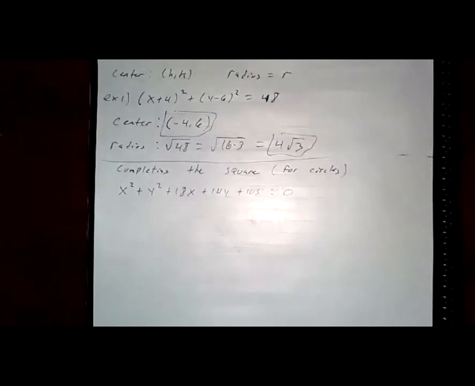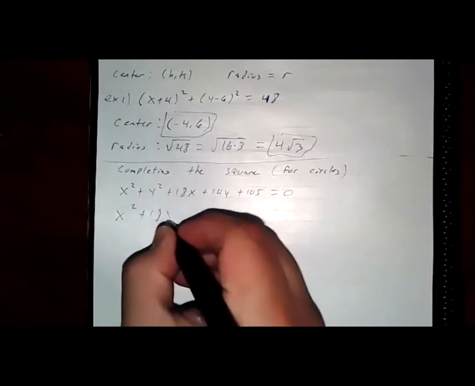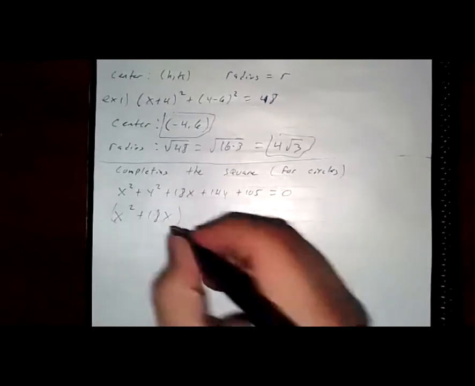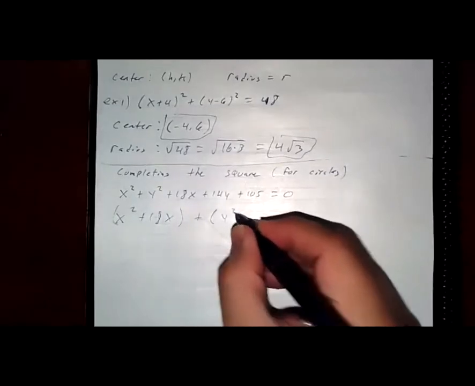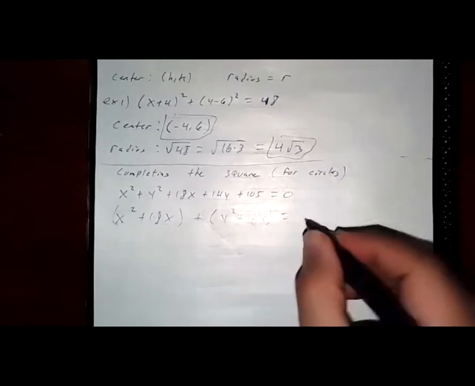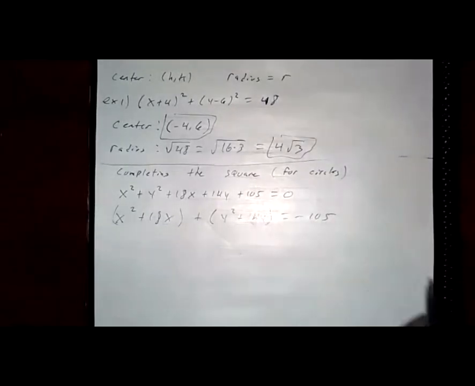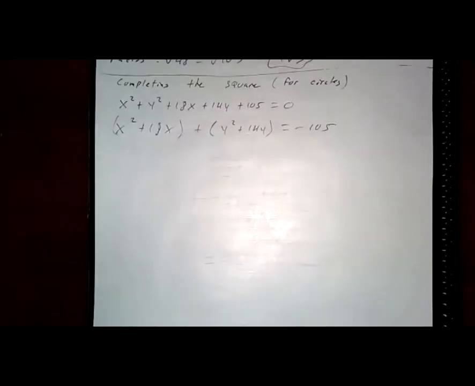So the way you should do this is group all the x's together, move the constant to the other side, group the y's together, and go from there. So x squared plus 18x, I'm going to group those guys together. Parentheses are doing nothing, I'm just putting them there. y squared plus 14y go together. And remove the 105 over here by subtraction. Okay. You guys still with me?